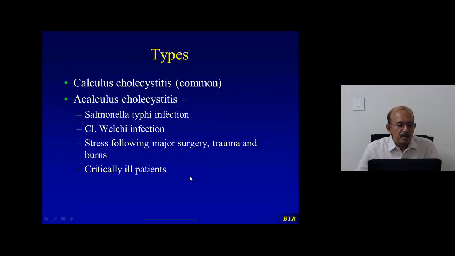Very good. Both of them are stones in the Hartmann pouch only. But in one case, if the stone goes into the duodenum, it is the cholecystoduodenal fistula. If the Hartmann's pouch stone goes into the common bile duct, it is Mirizzi syndrome.